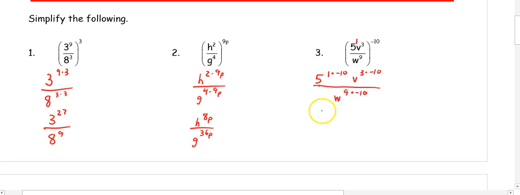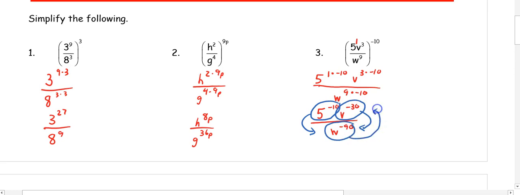So when we multiply, we have 5 to the negative 10th, v to the negative 30th, and w to the negative 90th. Now remember, we're not allowed to have negative exponents, so they need to switch from the numerator to the denominator. So 5 and v will move to the denominator, and w will move up to the numerator. So we now have w to the 90th over 5 to the 10th, v to the 30th. Now, if I was to evaluate 5 to the 10th, I would get larger than a 4-digit number, so I'm going to leave it in exponent form.